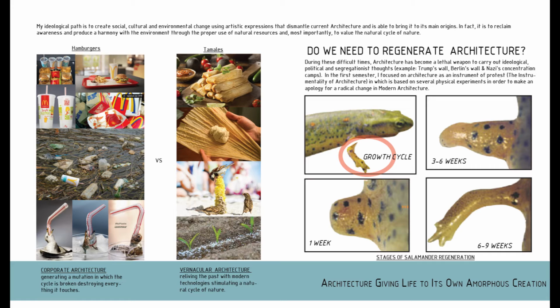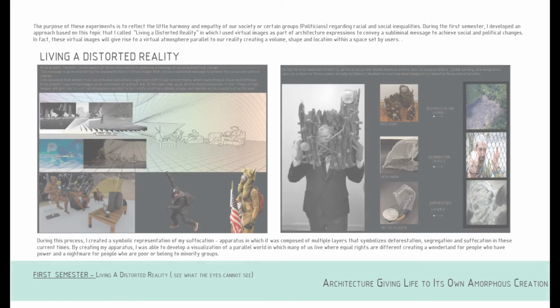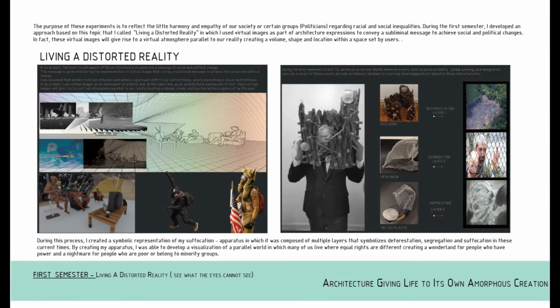In my first semester, I focused on architecture as an instrument of protest, which is based on several physical experiments in order to make an apology of a radical change in modern architecture. The purpose of this experiment is to reflect the little harmony and empathy of our society or certain groups regarding racial and social inequalities.